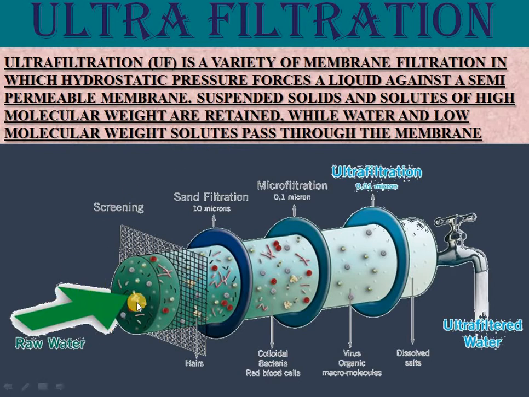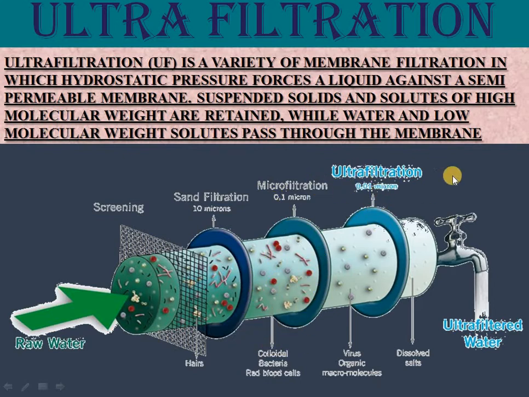We add raw water from here. This is our first screen, from which molecules of a heavy mass will not pass as much, because we have a hair screen, which will not pass particles of a larger size. And then we have sand filtration, which will remove little particles of a heavy mass. Then again a microfiltration, where the colloidal bacteria will pass through.